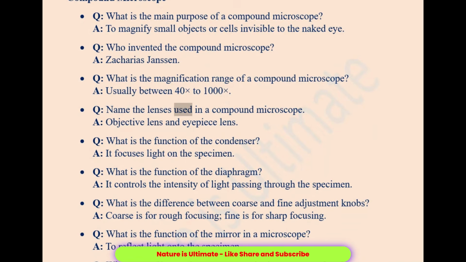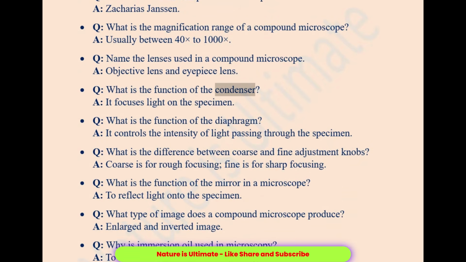Q. Name the lenses used in a compound microscope. A. Objective lens and eyepiece lens. Q. What is the function of the condenser? A. It focuses light on the specimen. Q. What is the function of the diaphragm? A. It controls the intensity of light passing through the specimen.